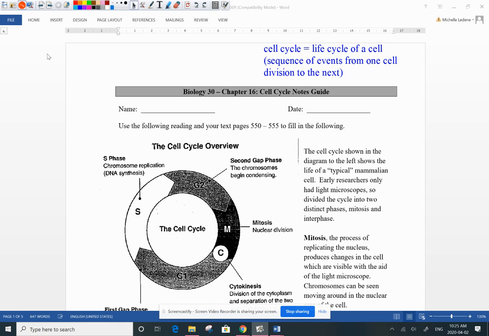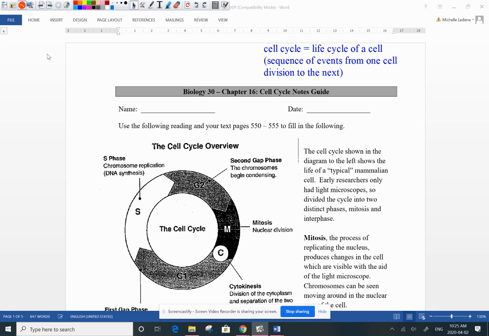It's like the life cycle of a cell, the sequence of events from one cell division to the next. And so you'll find this stuff in your textbook, and there's some really nice pictures in your textbook, page 550 to 555. And it just goes through and it's going to walk you through the different stages of the cell cycle and what you need to know happens in each of the stages.